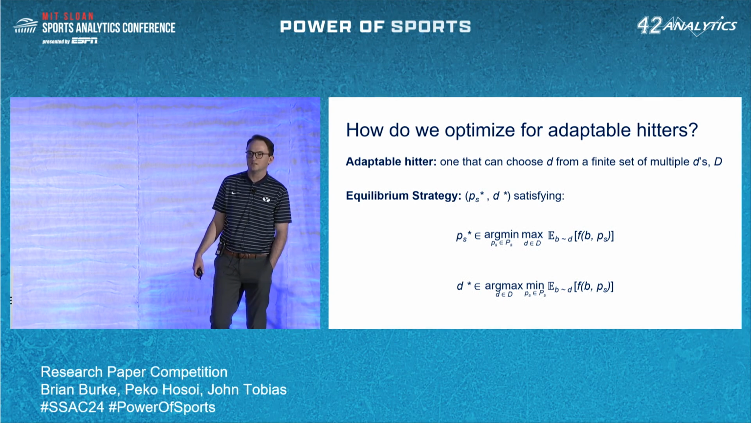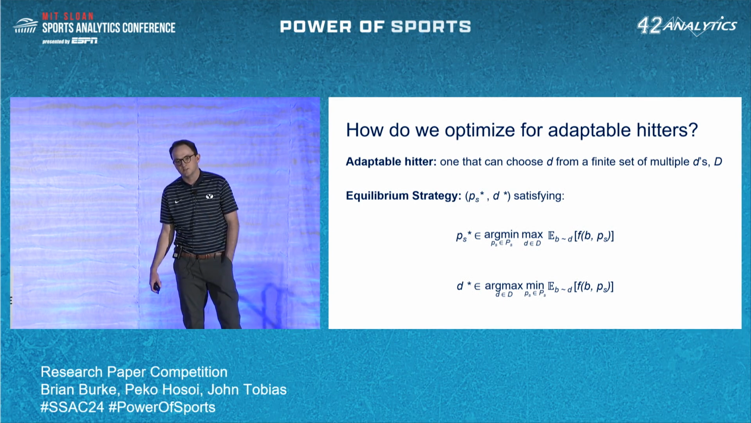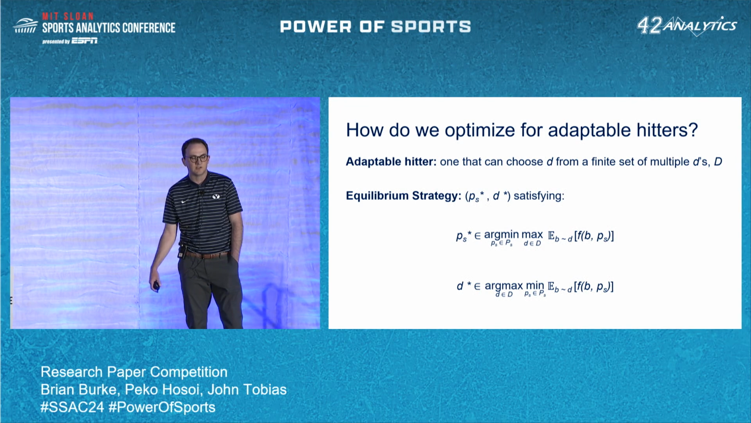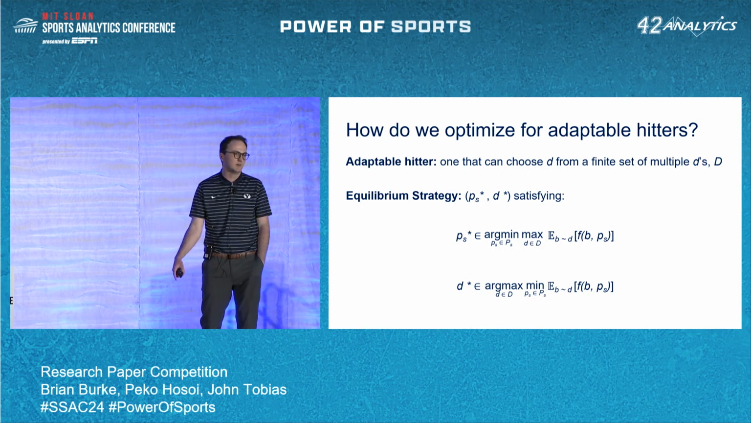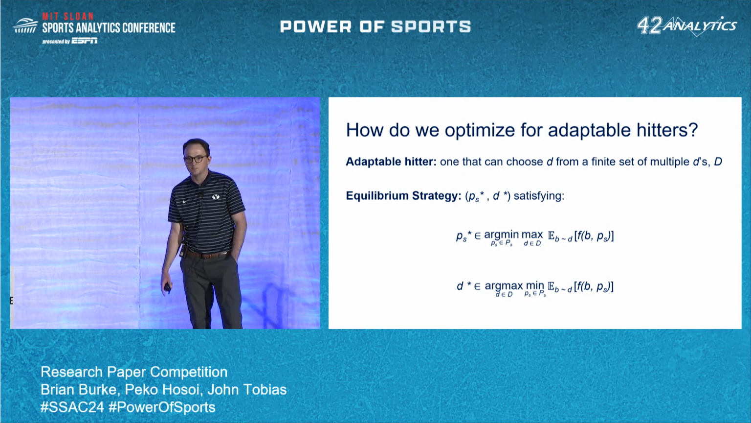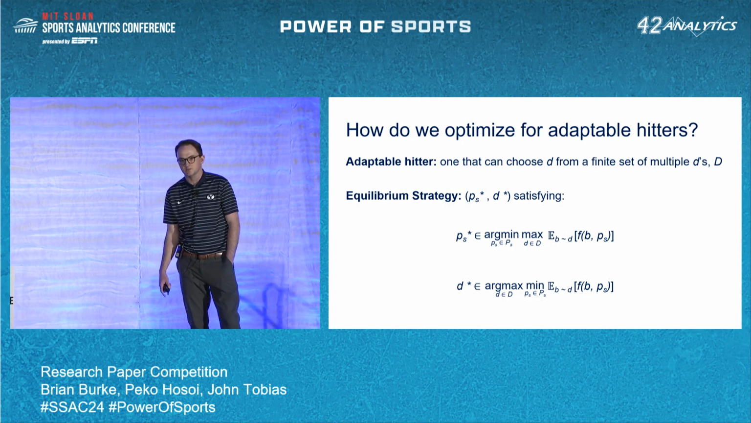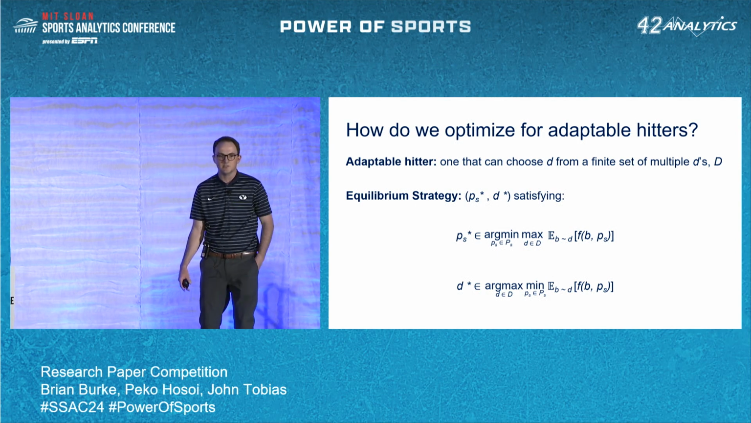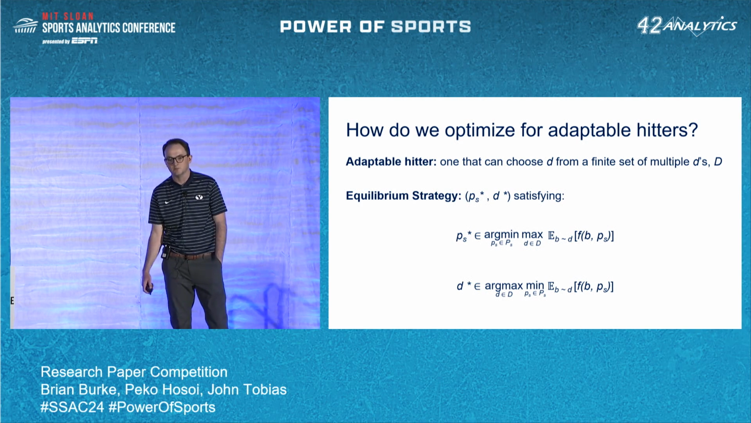Then we're going to rely on zero-sum game theory to solve for an equilibrium positioning strategy. And that's the positioning strategy that's going to minimize the expected value of our objective function under the assumption that the batter is choosing their batted ball distribution to maximize the expected value of the objective function. So if you think in terms of runs, we're choosing the positioning strategy to minimize runs under the assumption that the batter is observing that positioning strategy and then choosing their batted ball distribution to maximize runs.